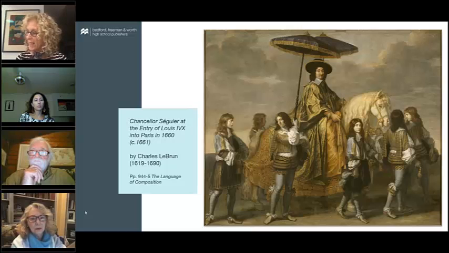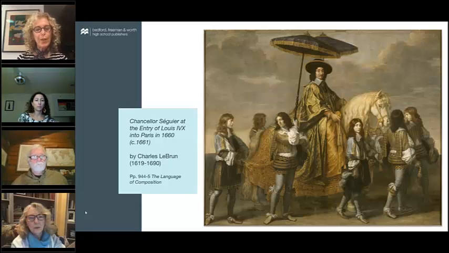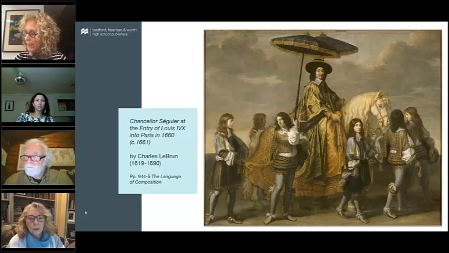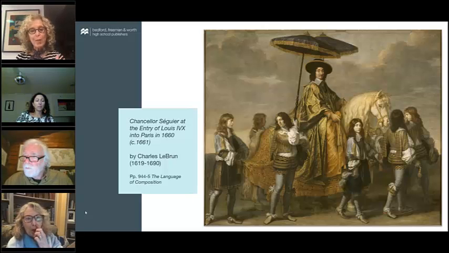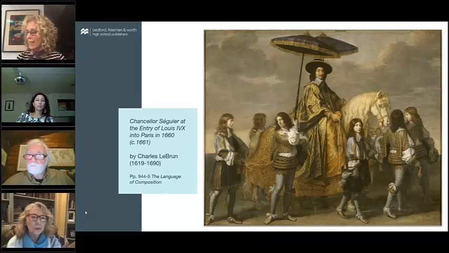But Lebrun really believed that you could tell a story through symbols and through iconography. So Séguier was sort of the head lawyer for the monarchy. He was the Chief Justice, actually. And he and his entourage are about to enter Paris here to celebrate Louis's marriage. And if you look at the young men, they're pages, counselors, treasurers, secretaries. So how do you think that this painting characterizes Séguier? Anybody want to pop something in there?